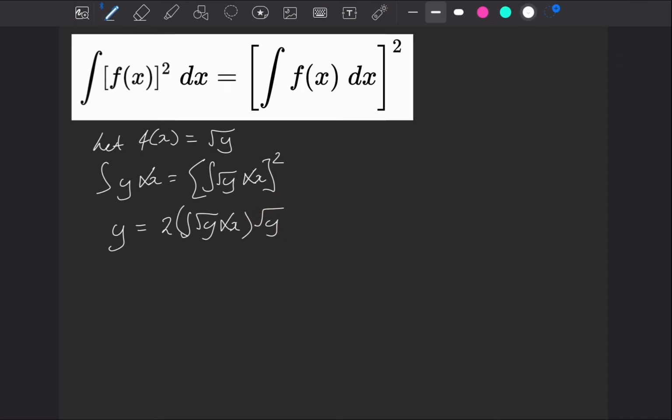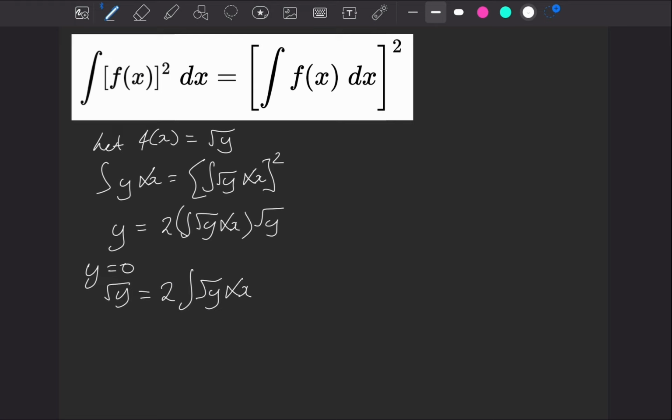We can now divide both sides by root of y. But that means then that we're going to have a solution, y equals 0. Nice trivial solution there. But on the left-hand side now, we'll get y over square root of y. So that is the square root of y. Is equal then to 2 multiplied by the integral of the square root of y with respect to x.